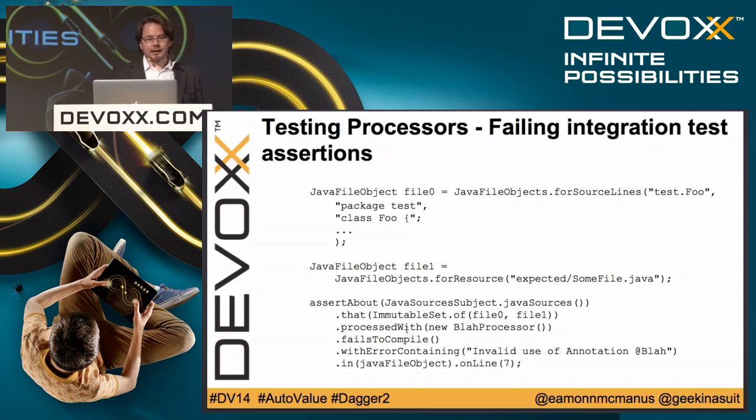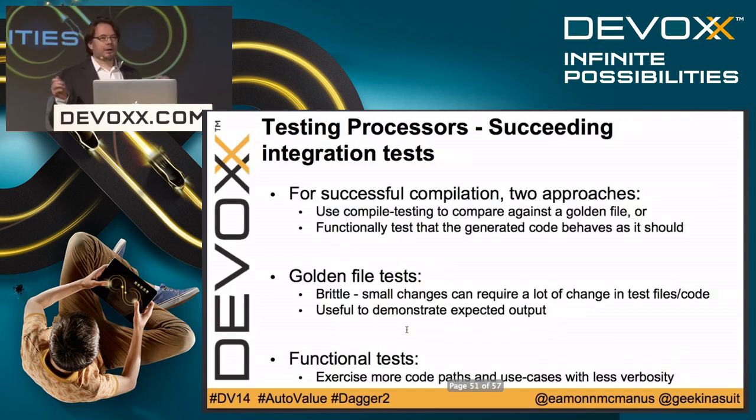As I said, for succeeding integration tests, you can always just run the code. So run the processor on your test code, which then generates results and runs successfully, and then you win. You can also do golden file tests, particularly for generated code. You want to know that your processor generated code the way you expected, and you can certainly do that with the compile testing extension to truth.